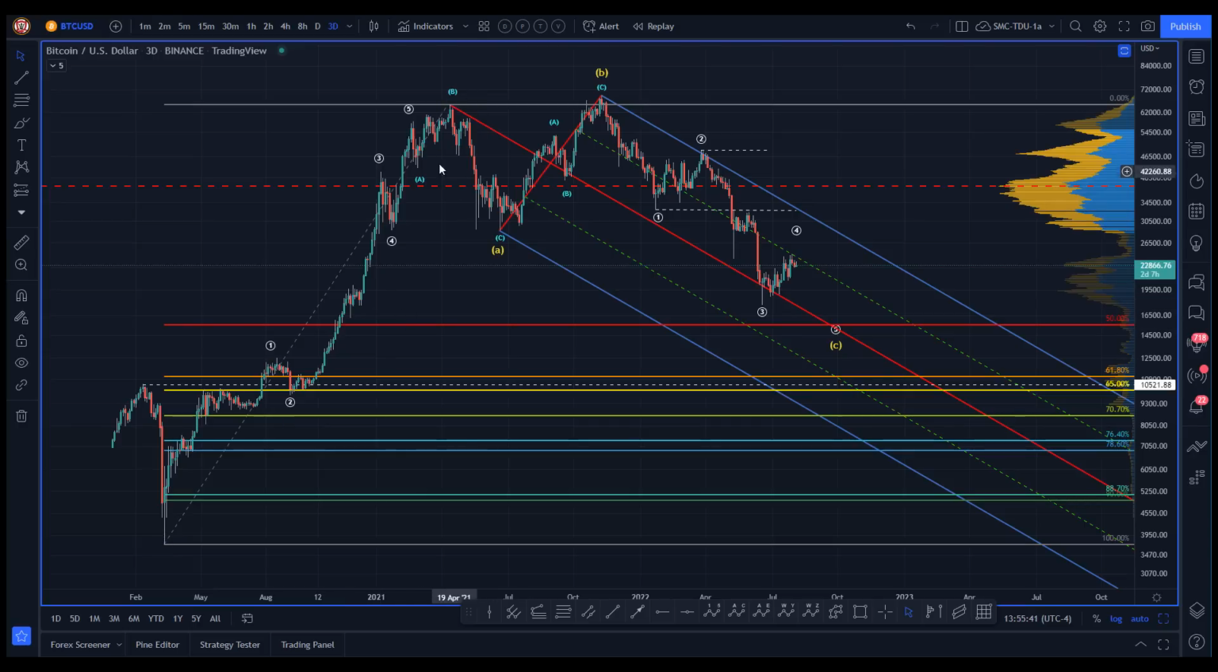It depends how you're going to label it. If we're going to go ABC, then we're doing a flat with an expanded B. You could probably put the 5 up here and then go 5, 3, 5 and do it as a zigzag, but the zigzag's not going to like the expanded B wave here. So I think you're still better off, if you're hardcore, to do the A, the 3 into the B, the 5 into the A, 3 into the B, and now we're working on the C here.